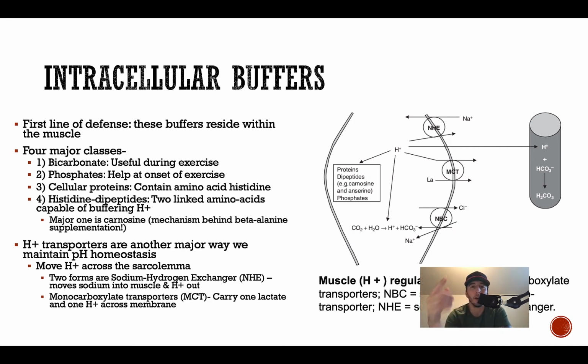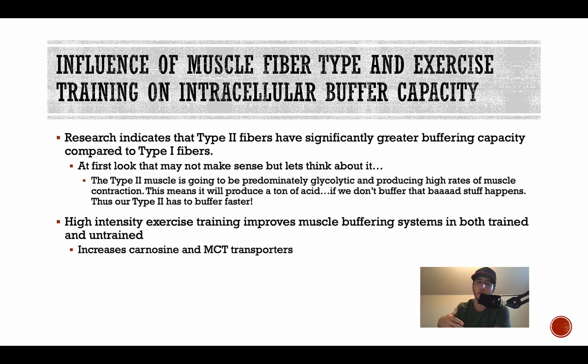So MCT transporters are highly used, and they're also a hydrogen ion transporter to serve as a buffer. Make sense? Cool. So if these are buffer systems that are lying within a muscle, what do you think the difference is between type 1 and type 2 muscle fibers and their ability to buffer changes in hydrogen ion concentrations?